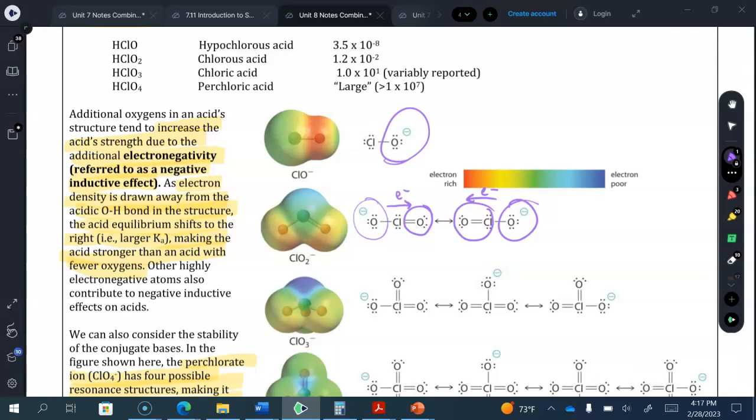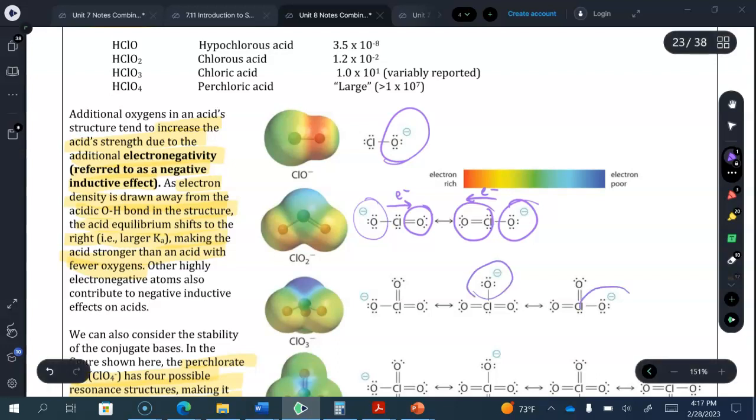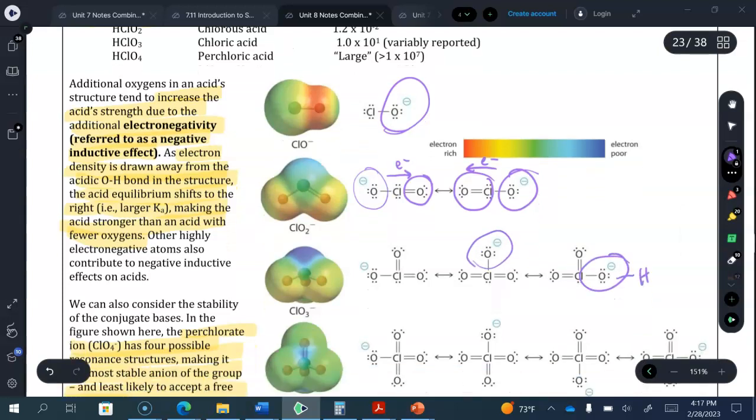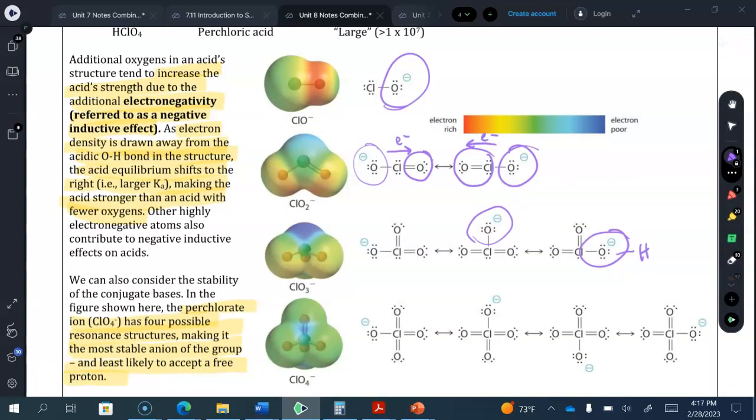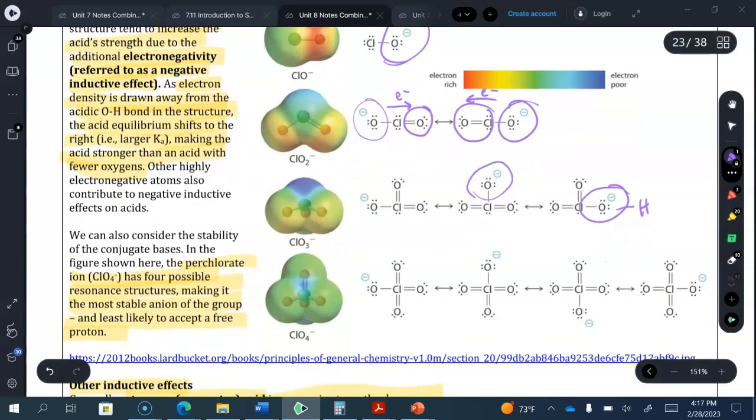So as we add more oxygens, this acidic oxygen, which is usually the one bonded to the hydrogen ion, is stabilized. And so that makes perchloric acid the strongest out of all of them. Other highly negative atoms also contribute to negative inductive effects on acids.